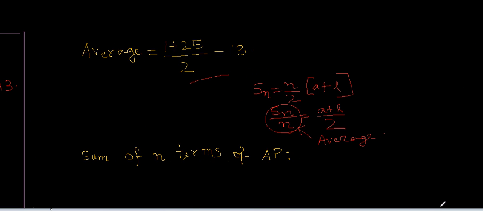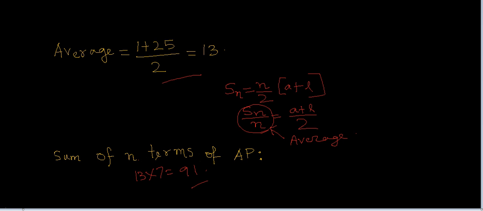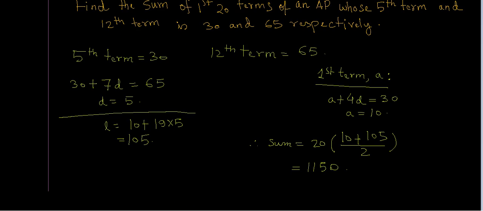To find the sum, we can just multiply this average, that is 13, into 7, equal to 91. So this will save a lot of time in the aptitude test.